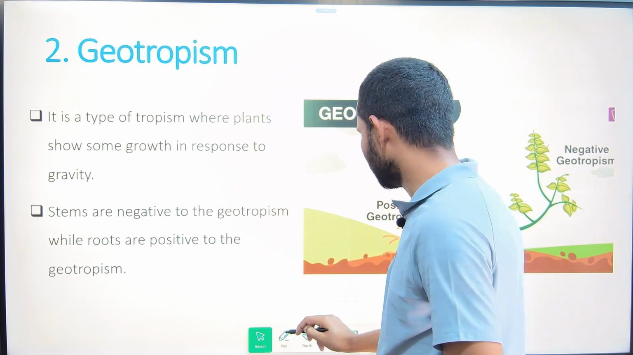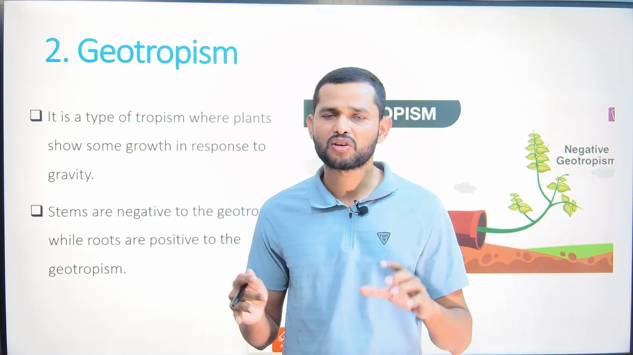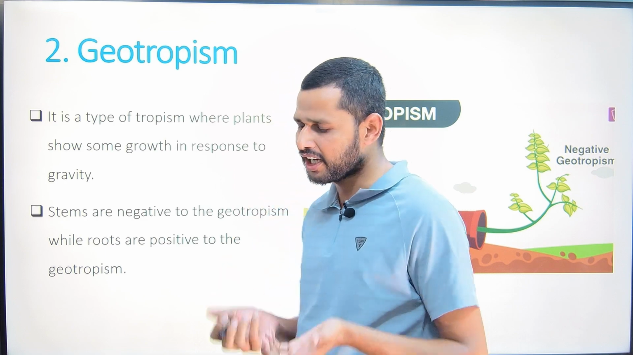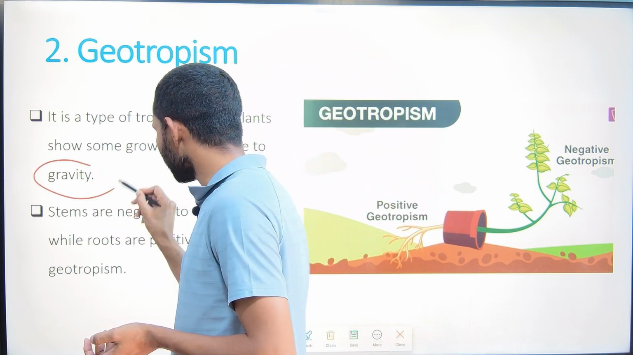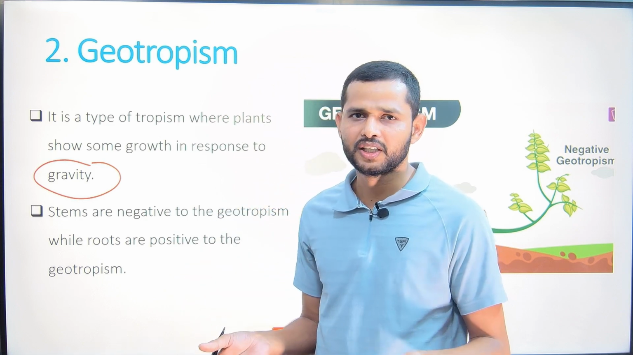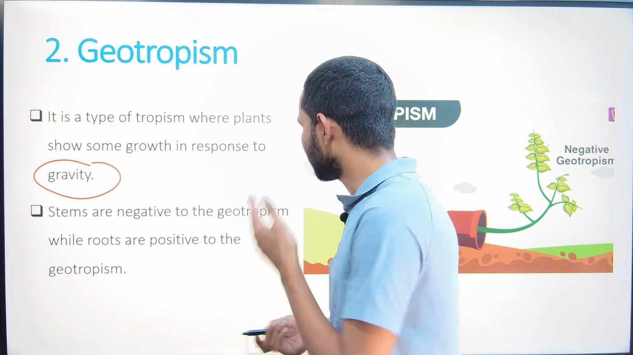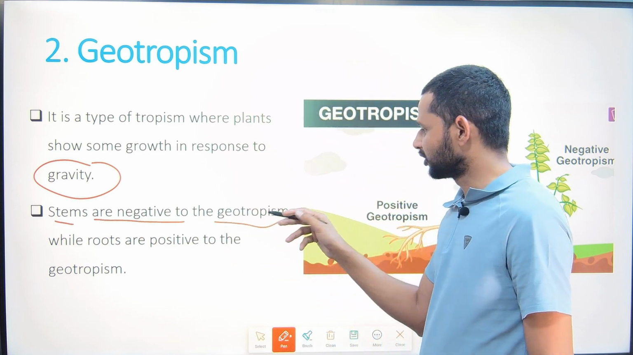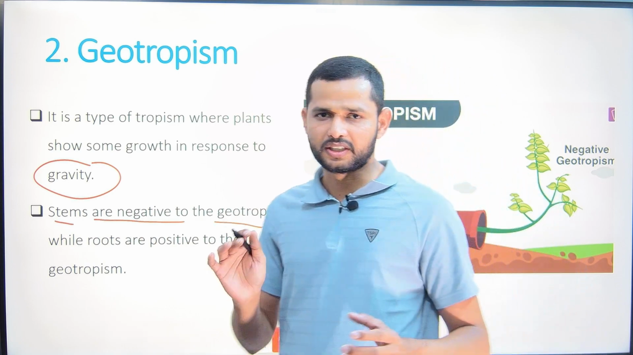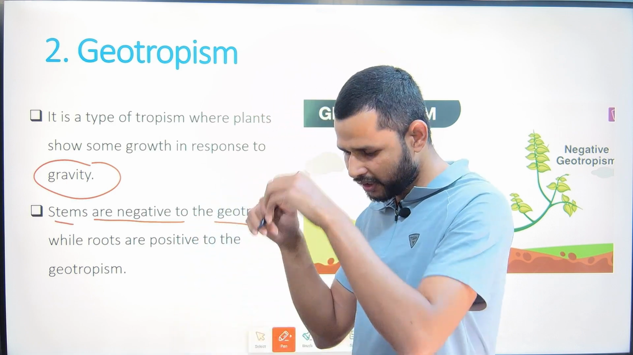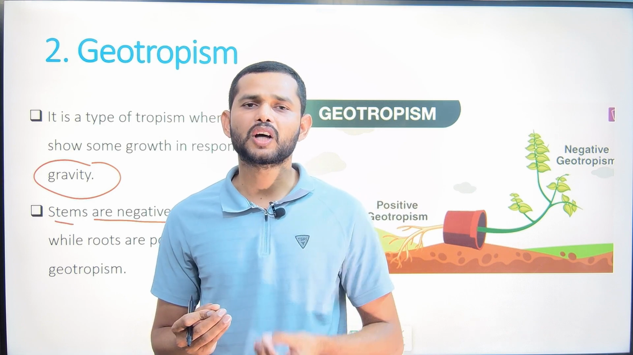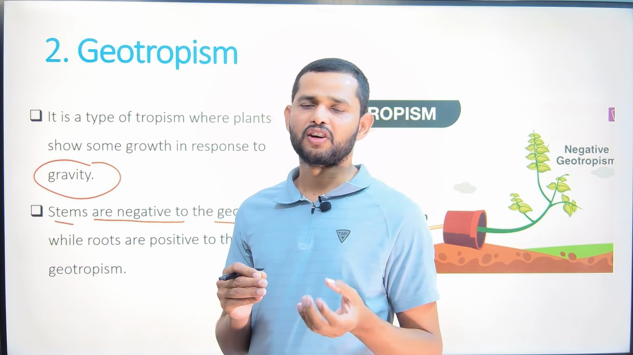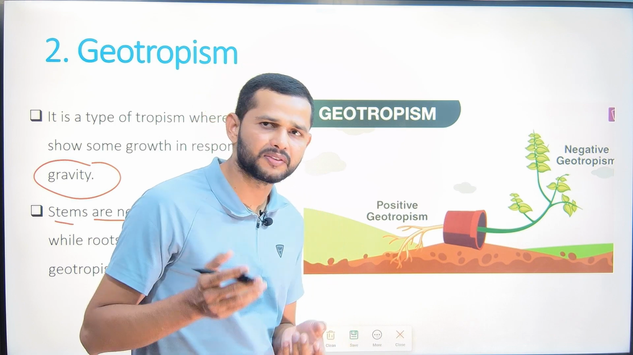So we'll go to the next one. The second is geotropism. Geotropism is a type of tropism where plants show growth in response to gravity. Gravity means the direction inside the soil. In the case of gravity, stems show negative geotropism, because stems grow towards the light and roots grow inside the soil. So roots are an example of positive geotropism, and stems are an example of negative geotropism.